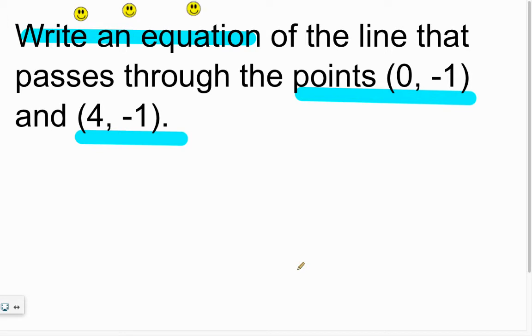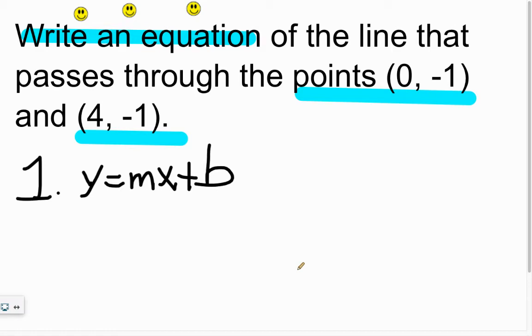You may not actually be smiling, but you can try to smile and remember that you're going to do 5 steps. Step 1, y equals mx plus b. Step 2, you're going to find your slope.